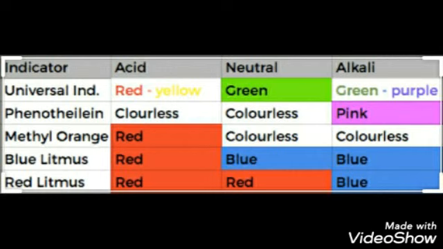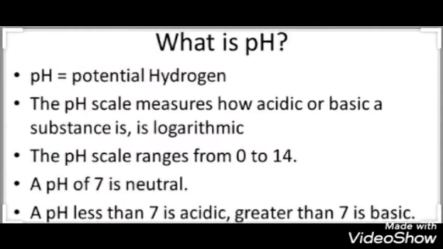These indicators only tell us about the acidic or basic character of a solution, but they do not tell us the strength of the acid or base. Whereas if we talk about the pH scale, it indicates the character of a solution. That means it tells us whether the solution is acidic or basic, and it also tells us about the strength of that particular acid or base. And so it is known as the universal indicator.